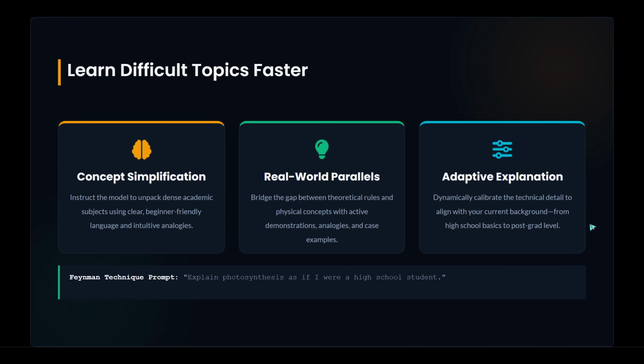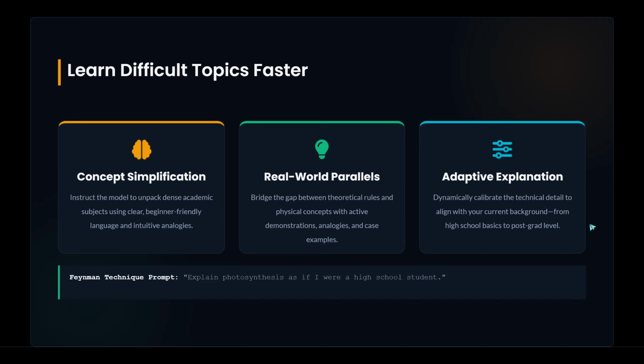Another powerful way to study with ChatGPT is to use it for difficult topics. When something feels too complex or confusing, ask for a simpler explanation. ChatGPT can explain concepts in plain language, give step-by-step breakdowns, and provide examples or analogies that make the idea easier to understand. You can also ask it to summarize chapters or lessons, which is useful when you need a quick review. A very helpful tip here is to tell ChatGPT your learning level, so the explanation matches your needs. For example, you could say, explain photosynthesis as if I were a high school student.